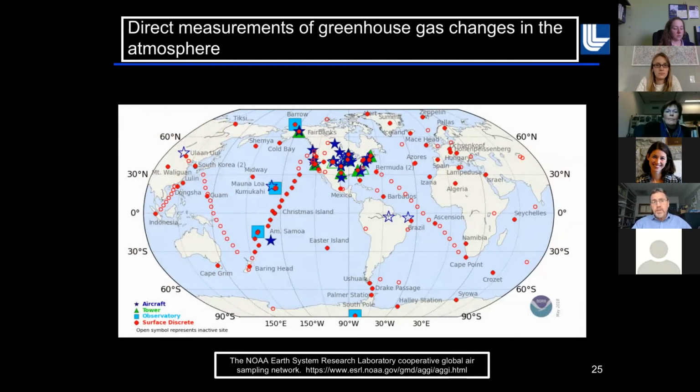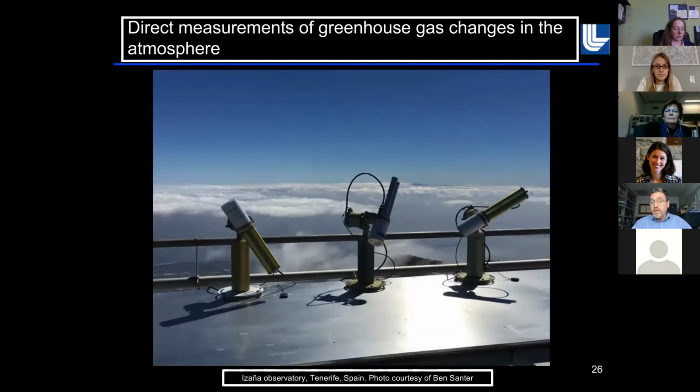I wanted to show you next where scientists make measurements of greenhouse gas changes. These are largely NOAA measurements made at many locations around the world. And I'm going to mention one location here in particular, Izania, which I had the privilege of visiting just last year. So Izania is an observatory on the island of Tenerife off the African coast. These weird things that you can see here are called photometers. They actually measure the amount of aerosol, in part volcanic aerosol, in the atmosphere.